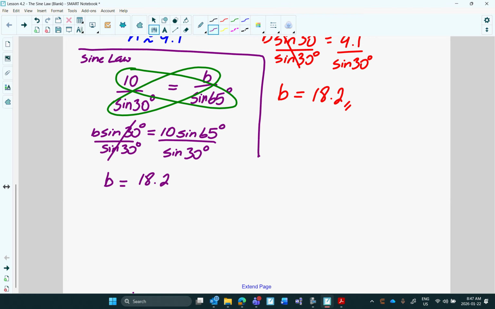Which is obviously the same answer we got when we used right triangle trig twice. But this is much quicker, because we don't have to do two different calculations. We can do it all in one.